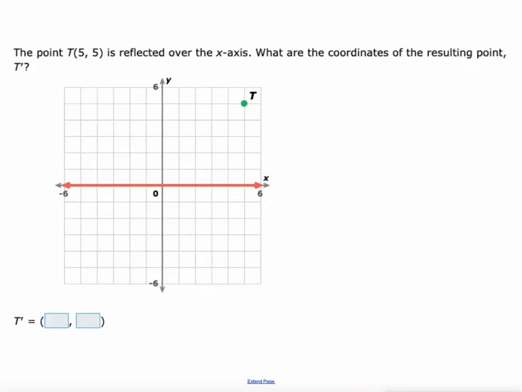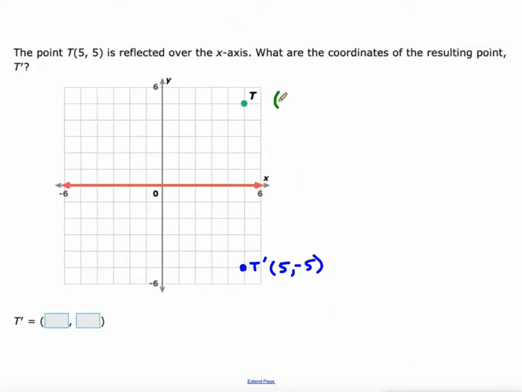So we're not actually needing to graph it, but I will. So it's 5 above the x-axis right now. So when we reflect it over the x-axis, it's going to be 5 below. So that would be what we call T prime. And its coordinates would be, let's see, 5, -5. Okay, and that is only one example, but it kind of illustrates the rule.